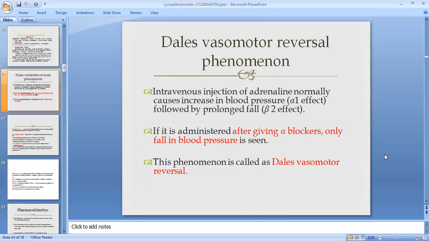So only the beta 2 effect is dominant, which is the dilatation of the vessels due to the beta 2 effect. So beta 2 is unopposed and it causes a fall in blood pressure. This phenomenon is called the vasomotor reversal phenomenon of Dale.